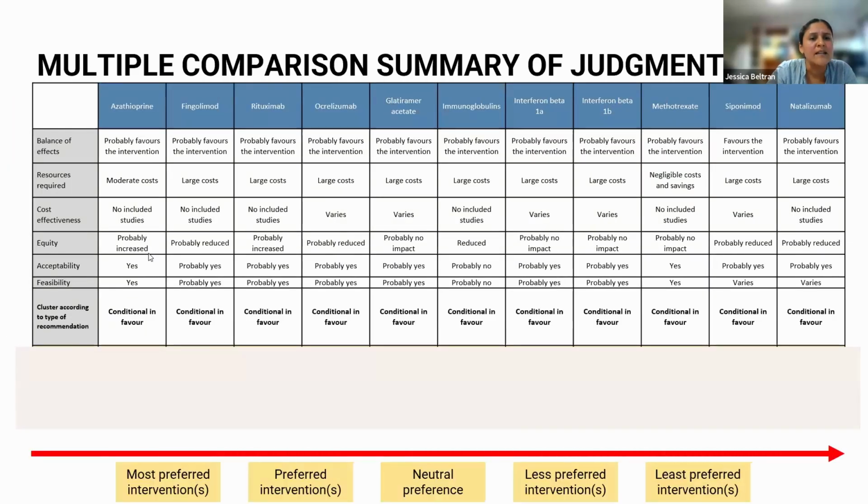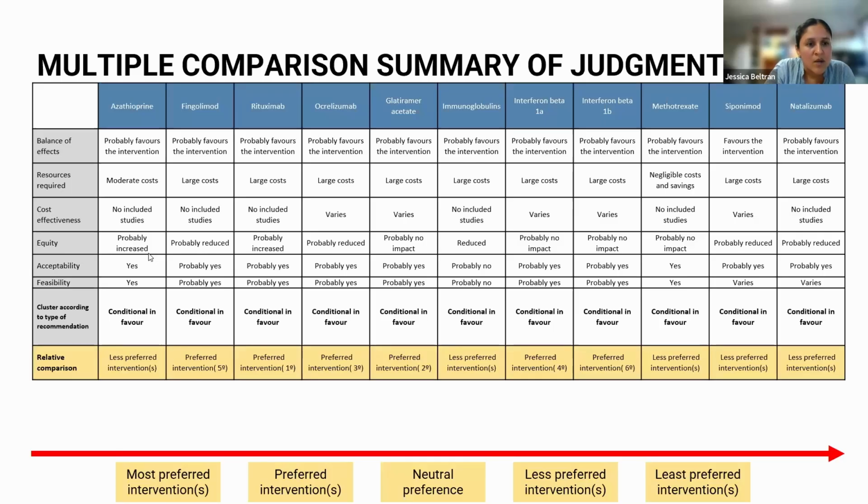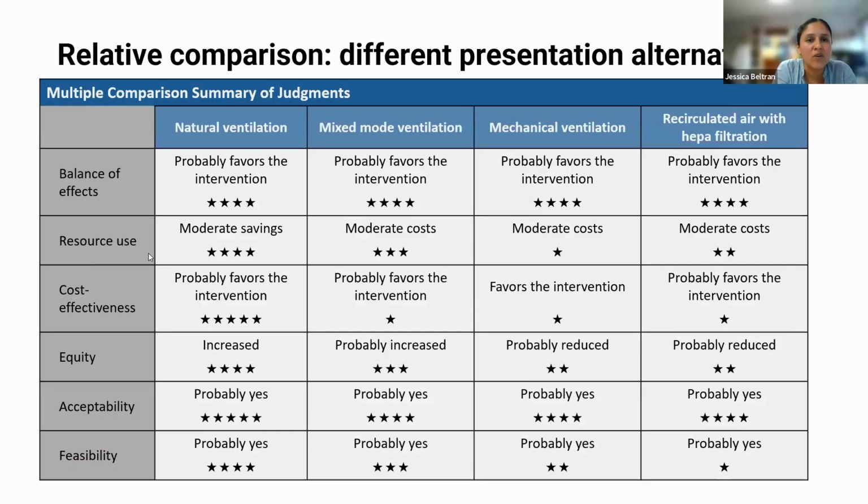After we have done this, now we can make a relative comparison among the interventions to see which ones are the most preferred or the least preferred across interventions. So here, for example, we see that although all of these interventions were going to be conditionally in favor recommended, we have different order of preference for some interventions. This relative comparison then can be presented in different ways. It can be presented using the GRADE language, or it can be represented by graphicals, as in this example.